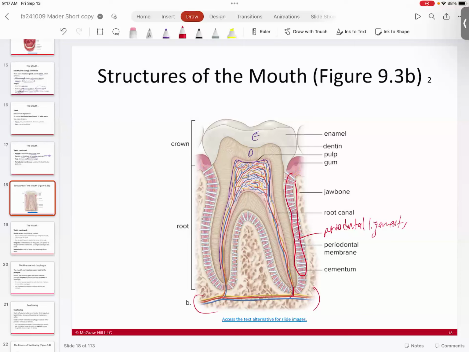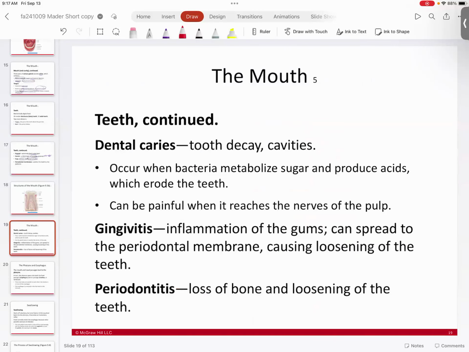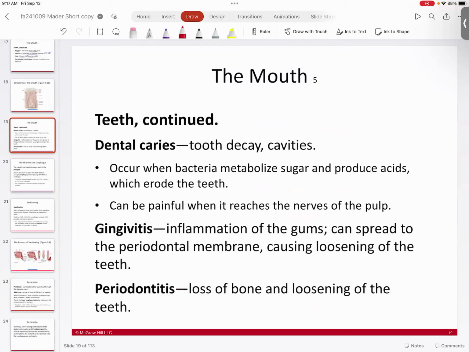And so that's actually what's holding your tooth into either your mandible or your maxilla. But generally speaking, when you take a look at teeth, tooth decay or dental caries is essentially a cavity. This occurs because when you have sugar in your mouth, the bacteria will metabolize the sugar, and that produces acids. And the acids will basically erode away the teeth. This can be certainly painful, especially if it hits the nerves. The reason why tooth decay hurts is because it gets down to the pulp and starts to affect the nerves.